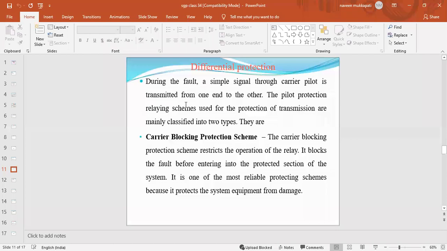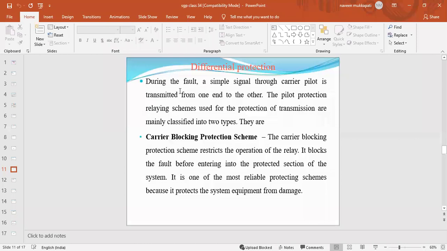The carrier blocking protection scheme restricts the operation of the relay. In that case the relay does not operate, and the faults are blocked before entering the protective zone. It is one of the most reliable protection schemes because it protects the system equipment from damage.